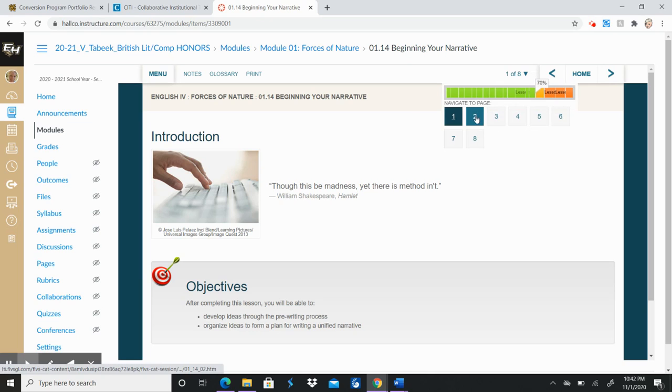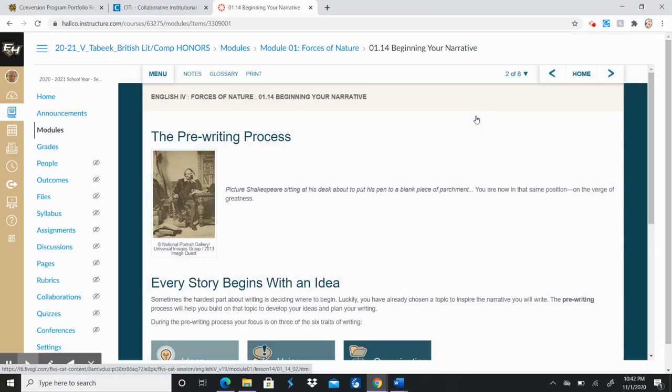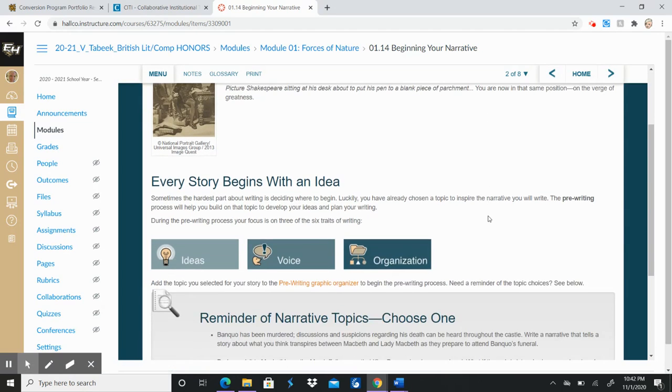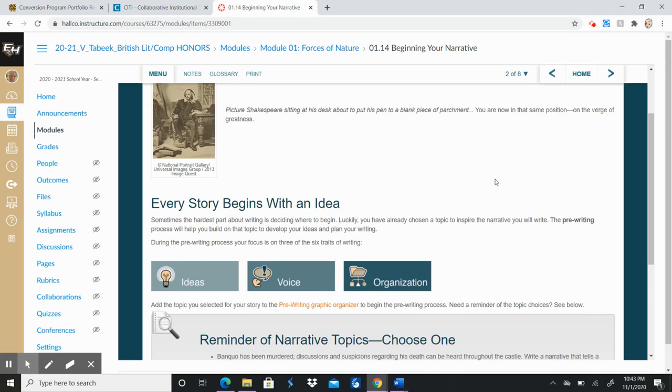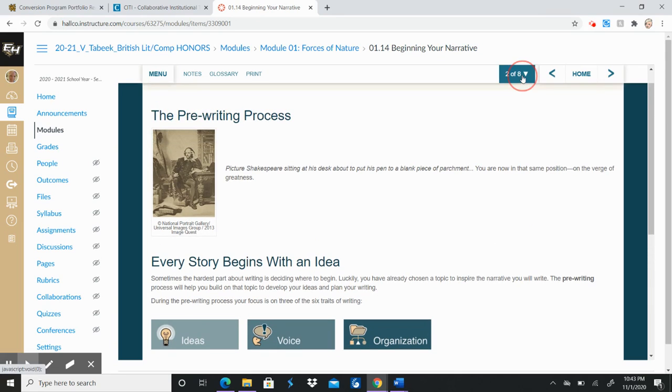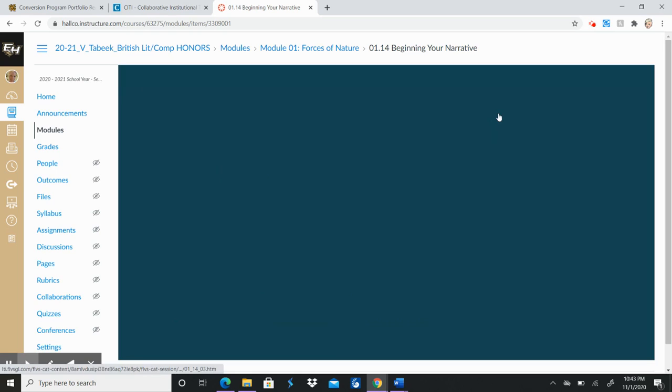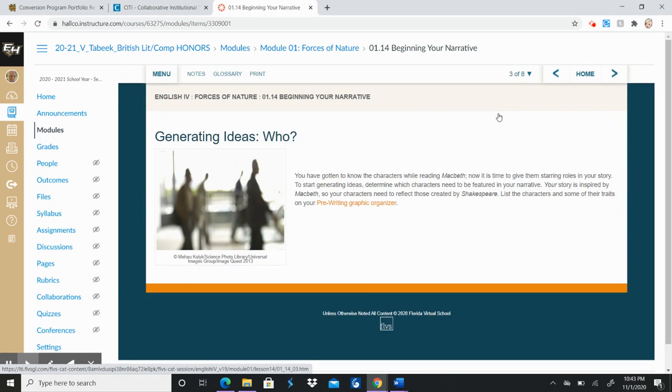You've got 8 pages on this one. And now we have what will be familiar to you with your ideas, the voice, and the organization. And this lesson will take you through the pre-writing, getting your ideas kind of down on paper in a graphic organizer, which is right here. Okay, this is where you will find your pre-writing graphic organizer.